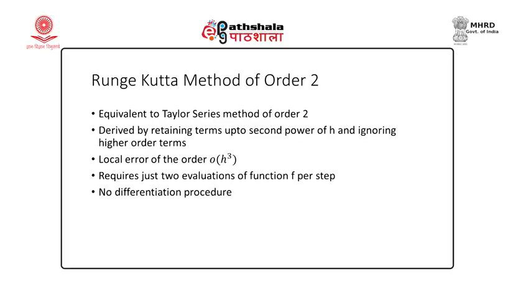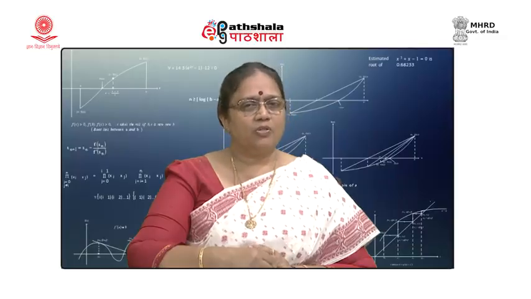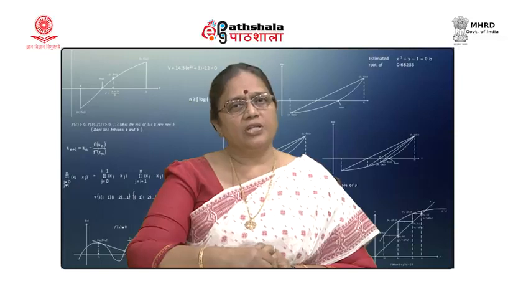So, let us come to the Runge method of order 2. It is equivalent to the Taylor series method of order 2. It is derived by retaining terms up to the second power of h and ignoring higher order terms. So, the local error is of the order of h cube, and the advantage is that it requires only 2 function evaluations per step, and there is no need of differentiation.